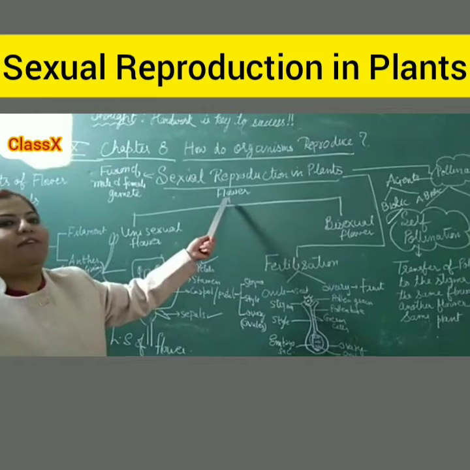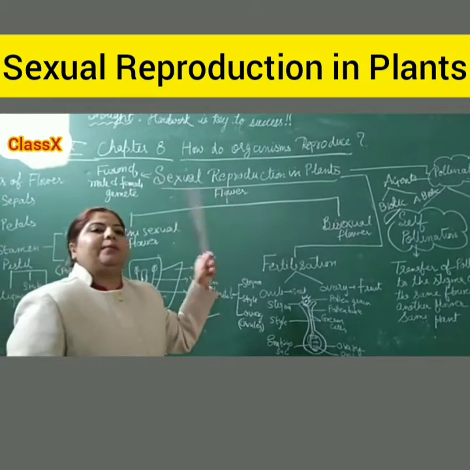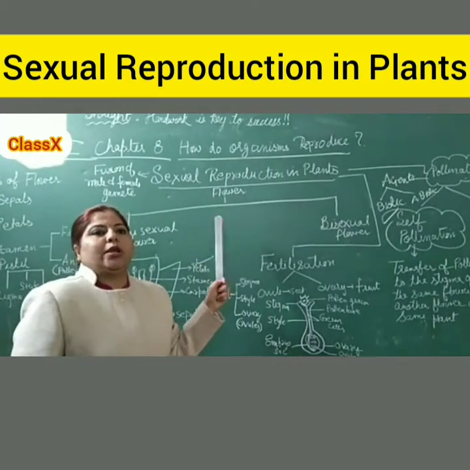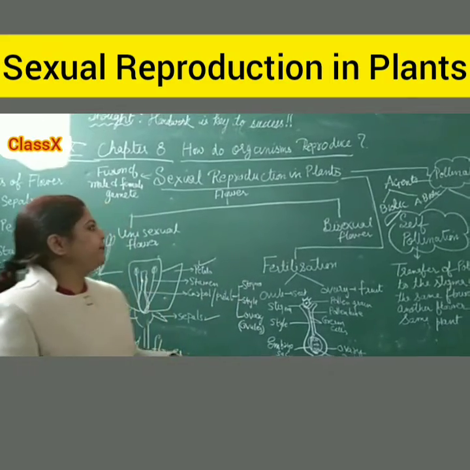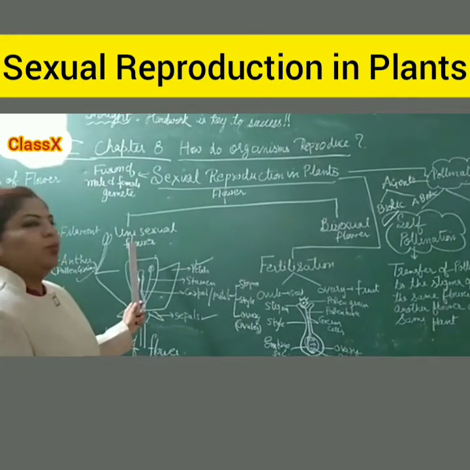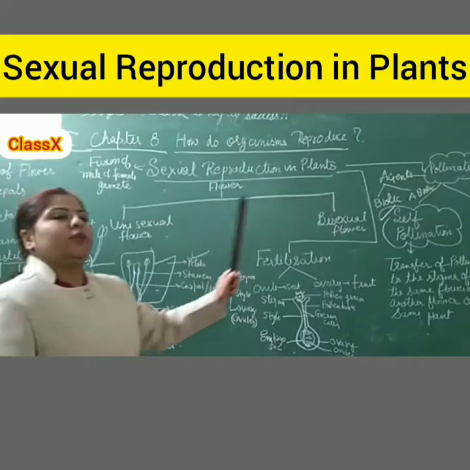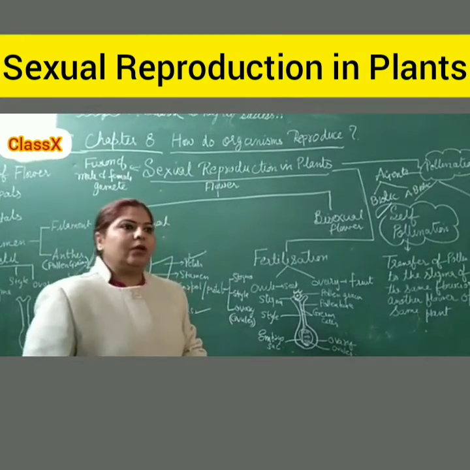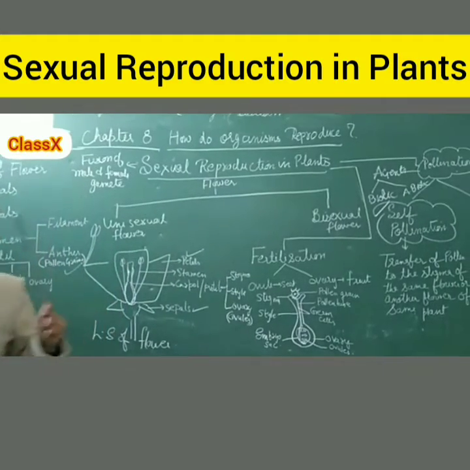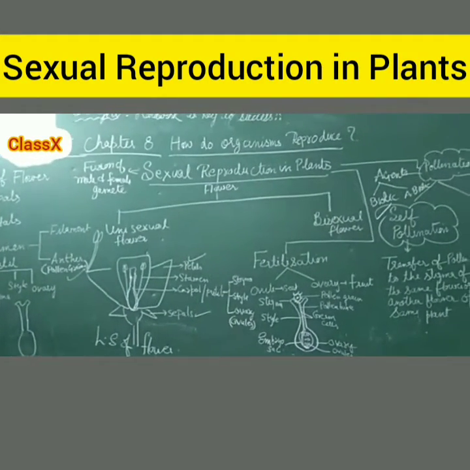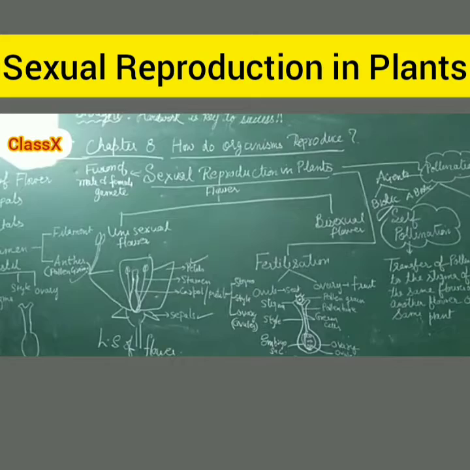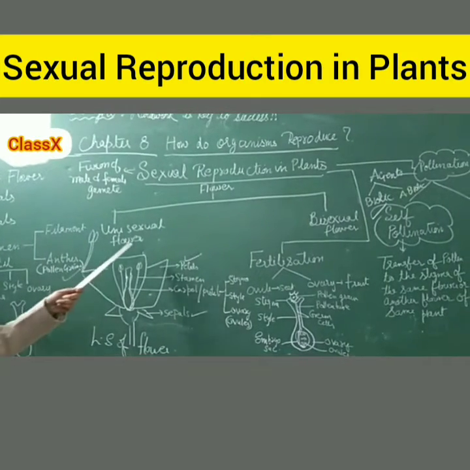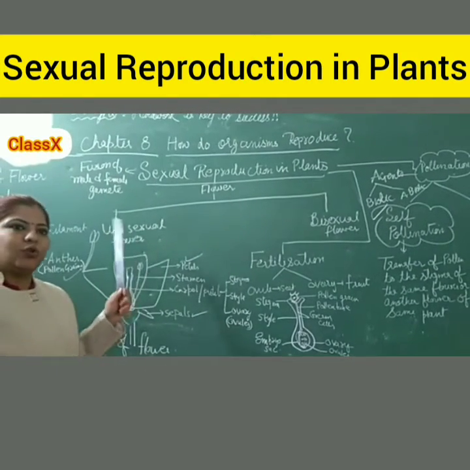Important thing is the flower. Flower is playing a very important role in the sexual reproduction of the plant, right? So flowers are basically of two types. One is called the unisexual flower and the other is called the bisexual flower, right? Uni means one. What do you mean by uni? One. So when either male or female gamete is present, it is called the unisexual flower.